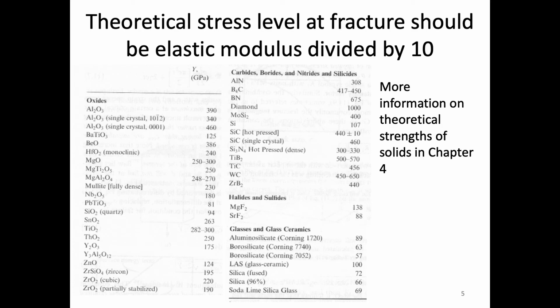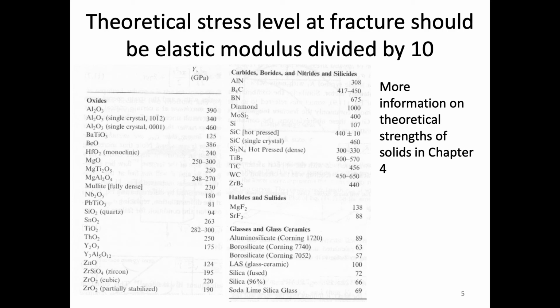For the theoretical stress at which something fails, the reason I'm putting up the elastic modulus is because this theoretical value should be the elastic modulus divided by 10. So whatever value you see here, for example, let's look at the first one, aluminum oxide, it's 390 gigapascals. This would tell us that our theoretical stress level at which failure should occur is 39 gigapascals, right? And that's on the order of gigapascals, not megapascals, which you're probably more familiar with.